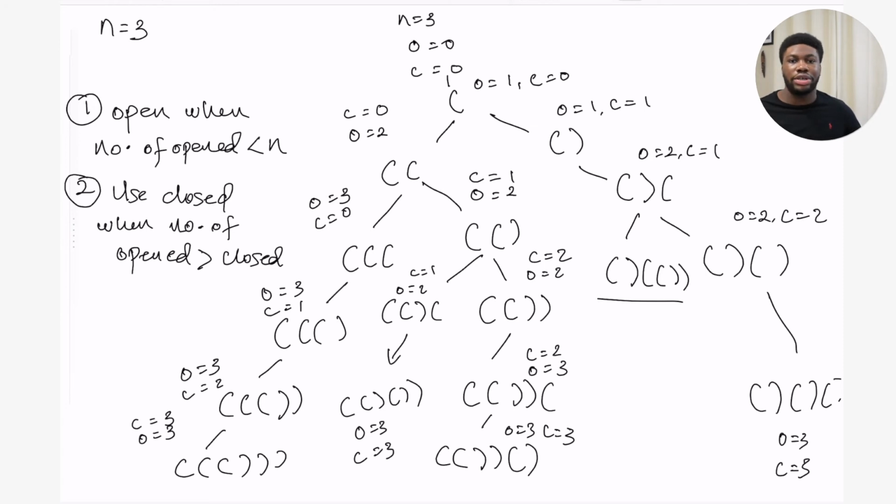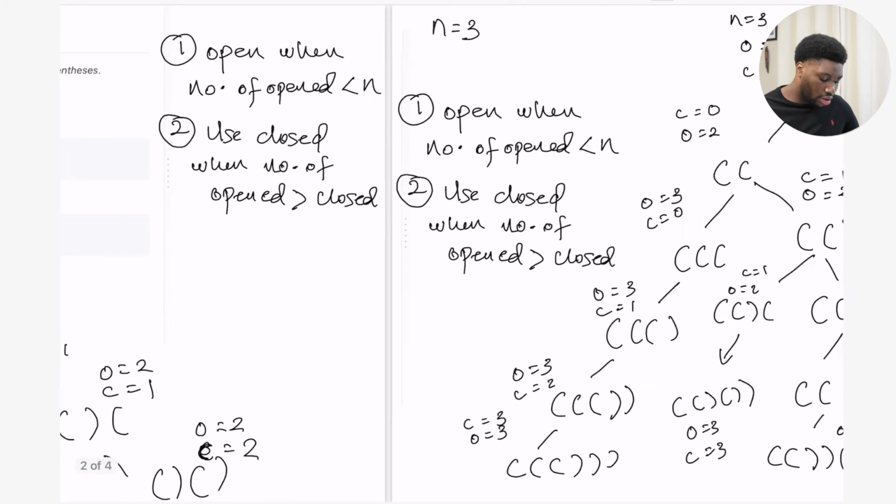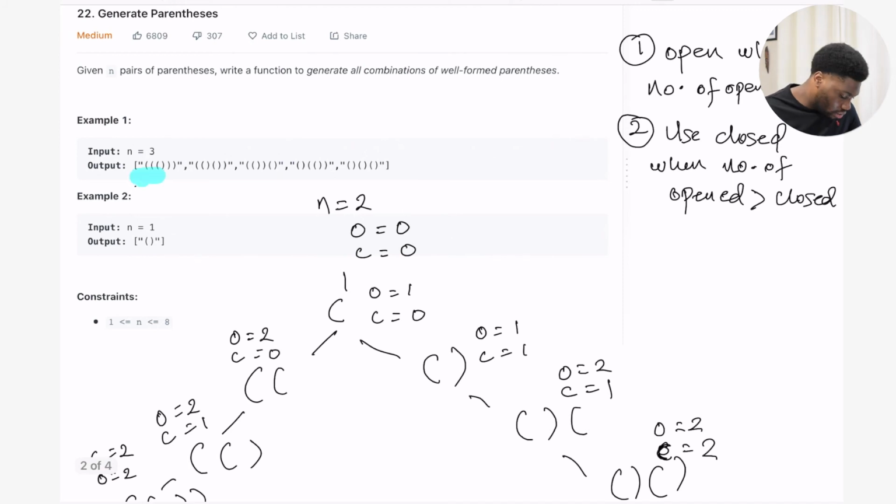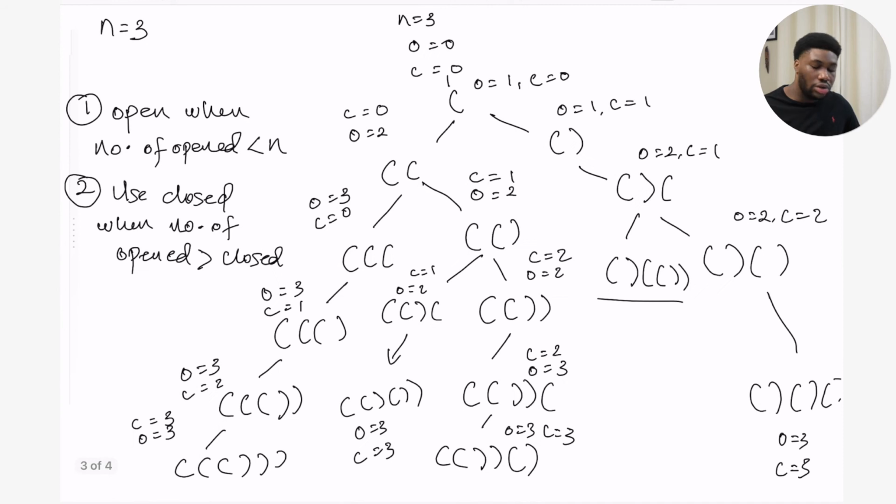So the summary is, as you're building the tree and as you're going down, you can choose to either open or close. This is all the possible combinations for n is equals to 3. From the previous example, we had 1, 2, 3, 4, 5. Looking at the tree that we've built by either choosing to open or close using our specific rules, we have 1, 2, 3, 4, 5.